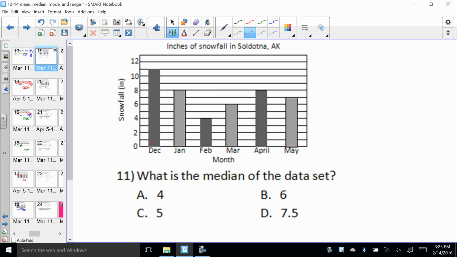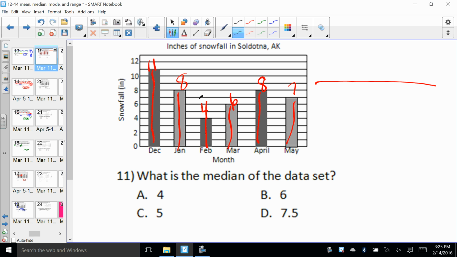So if I follow the bars up, this is looking like 11. I know you don't have this in front of you, so you're going to have to kind of bear with me. And then we have an 8. I'll figure this out for us. We have a 4. We have a 6. We have an 8. And we have a 7. Okay, so these are our numbers we have to put in order from least to greatest now.